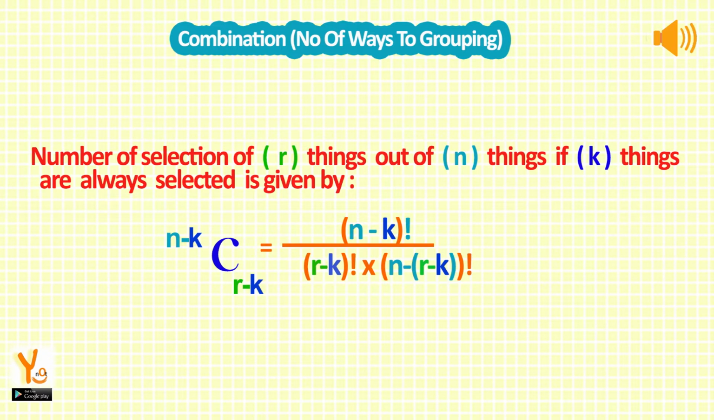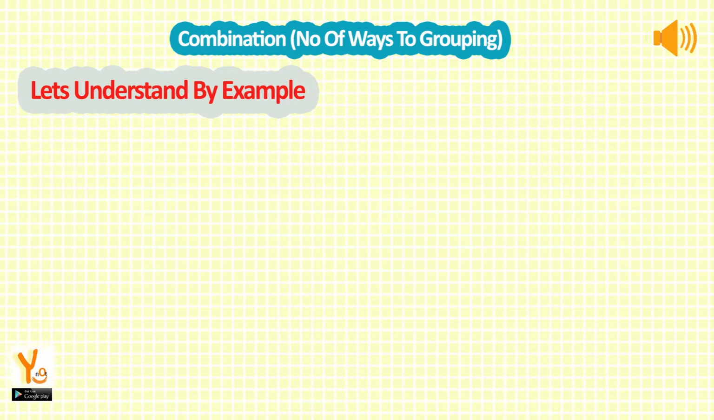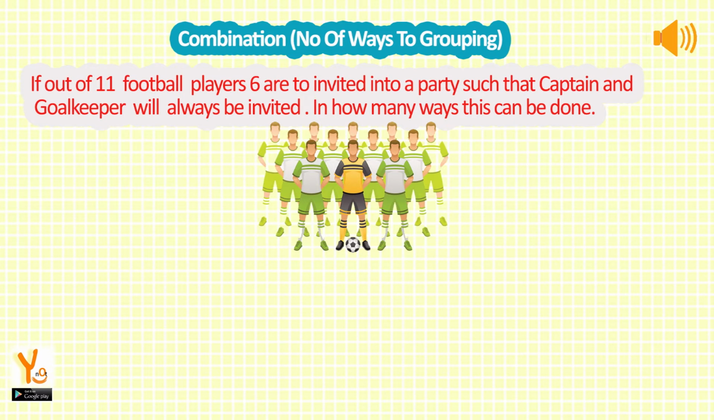The number of selections of r things out of n things, if k things are always selected, is given by (n minus k) C (r minus k). Let's understand by an example. If out of 11 football players, 6 are to be invited to a party, such that the captain and goalkeeper will always be invited, in how many ways can this be done?